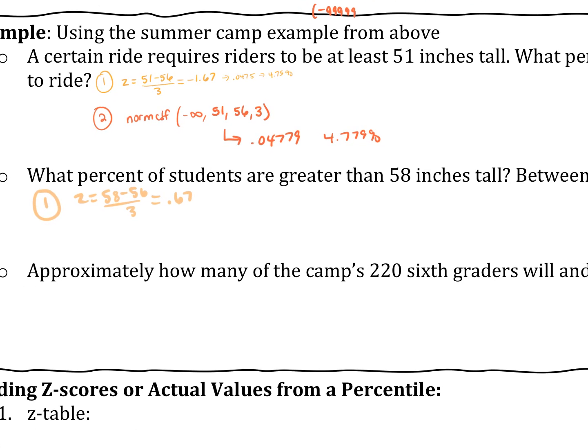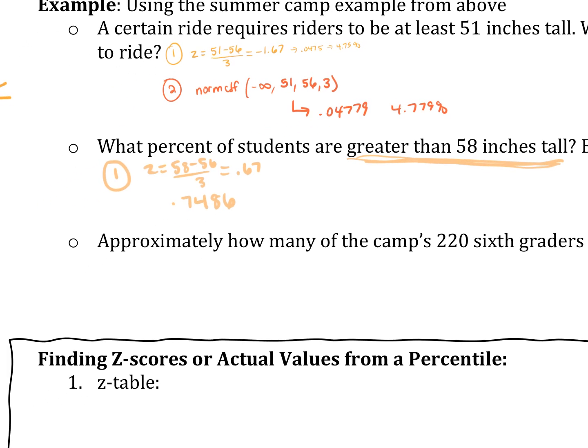We have to be careful with our table. If we go to 0.67, that is 0.7486. But what do we need to do, because it's saying greater than 58 inches tall? Subtract from 1. Yeah, we're doing 1 minus that, right? Good, excellent. That's the key, remembering that 1 minus because of the greater than.